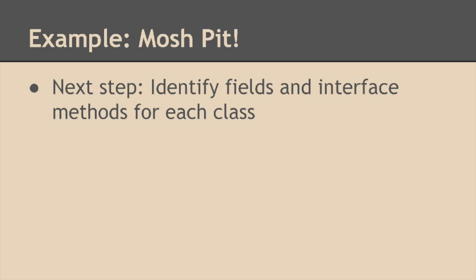So as a next step, what we're going to do is take a look at those classes and identify the fields and the interfaces that we need to have for that class. So what are the pieces of data that go in that class, and what are the interface methods that go in that class? Okay? And really the only class that we're going to be worried about is our dude class. So the dude is what we have to design next.